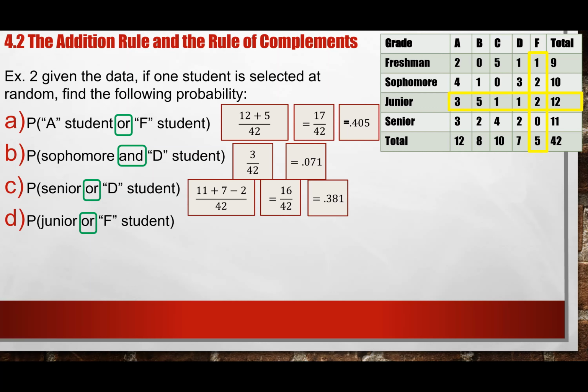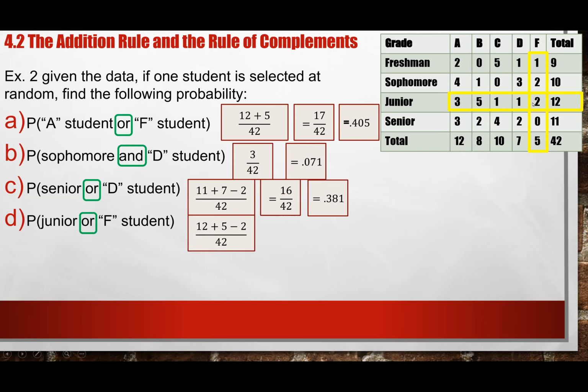They intersect. And if they intersect, meaning they have something in common, the two events, the junior and an F student, are not mutually exclusive. If they have something in common, they are not mutually exclusive. If they don't have anything in common, then they are mutually exclusive. Okay, so looking at this thing here, because they overlap, if you add this up, we have to subtract the 2.